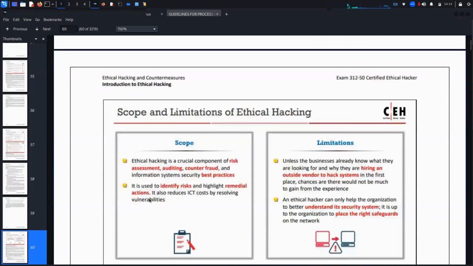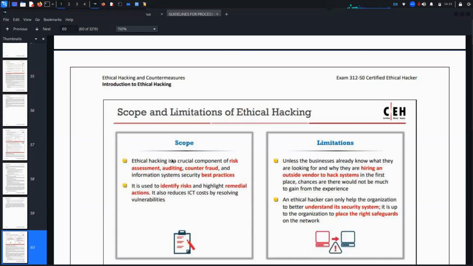Scopes and limitations of ethical hacking. Okay. What is the scope? Ethical hacking is a crucial component of risk assessment, auditing, counter fraud, and information security best practices. Right. So this entire process is not exactly ethical hacking; it must say penetration testing or vulnerability analysis and penetration testing, or VAPT as we call it. This is the main thing that ethical hackers do at the end of the day.